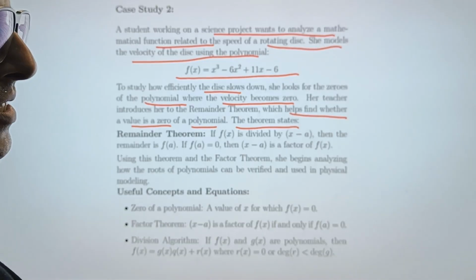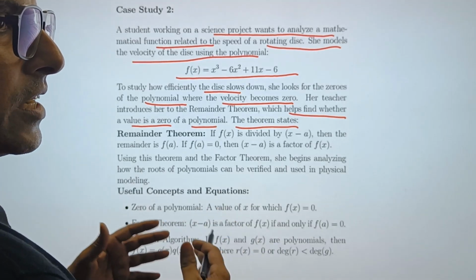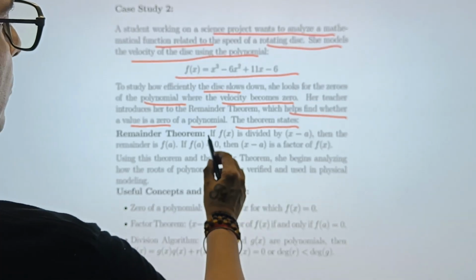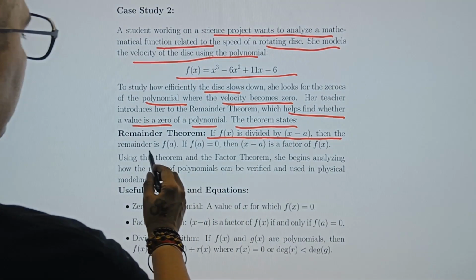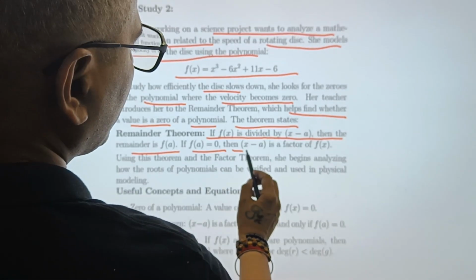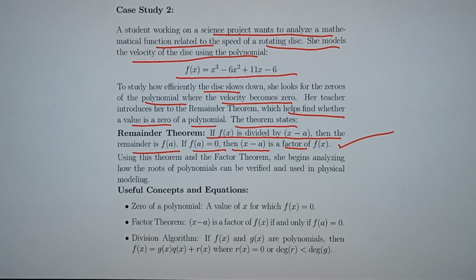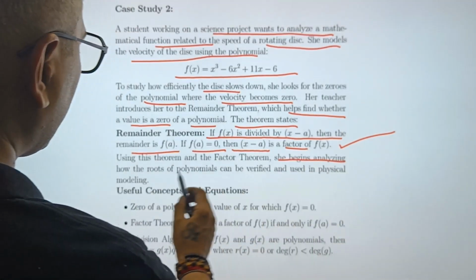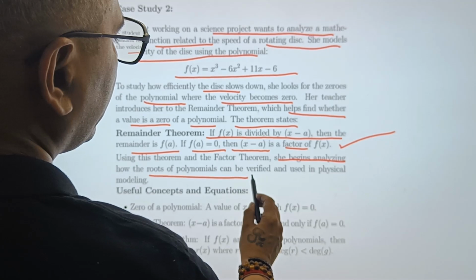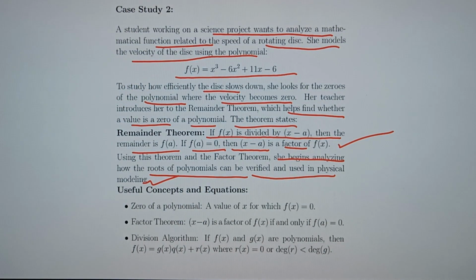This is also a very good concept, and we are going to discuss different concepts in our different case studies. If f(x) is divided by x - a, then the remainder is f(a). If f(a) is equal to 0, then we can say x - a is a factor of f(x). Using this theorem and the factor theorem, she begins analyzing how the roots of the polynomial can be verified and used in physical modeling. So here I have mentioned some useful concepts and equations for your ready reference.